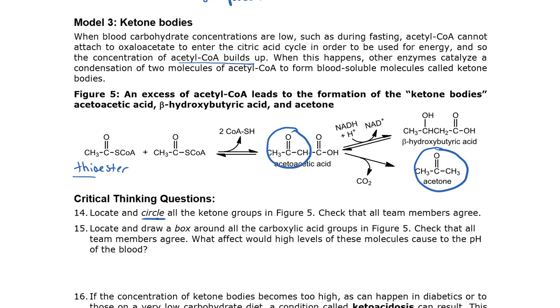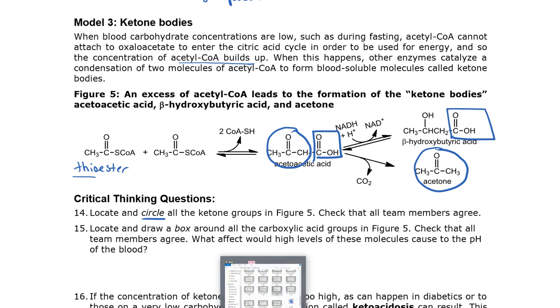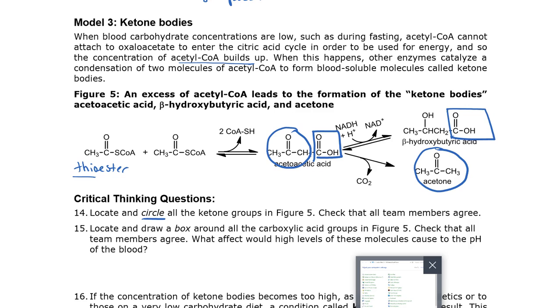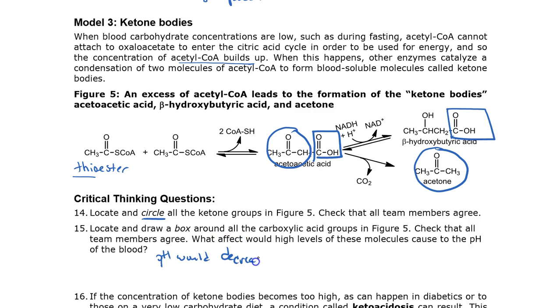Okay, and now let's do number 15 and draw a box around all the carboxylic acid groups in Figure 5. So pause and do this now. All right, so did you find the 2 of those, the carboxylic acid groups? And what effect would high levels of carboxylic acids cause to the pH of the blood? Well, they're acids. It's going to make the blood more acidic, so the pH would decrease. Right, more acidic.